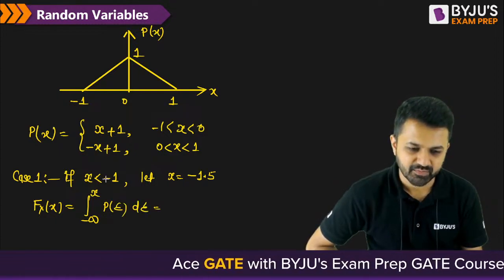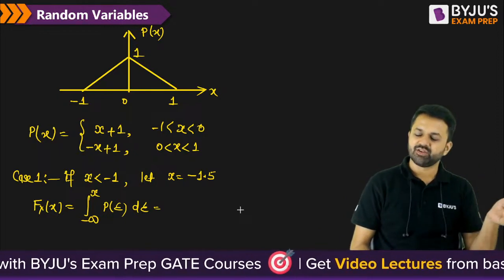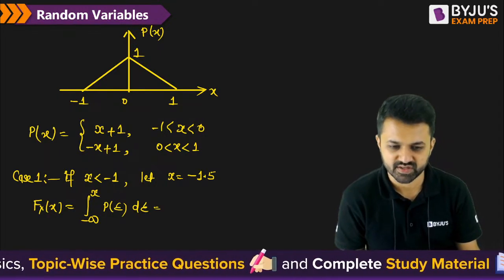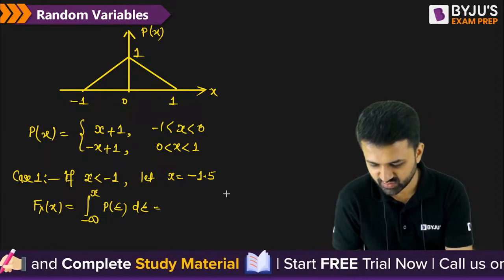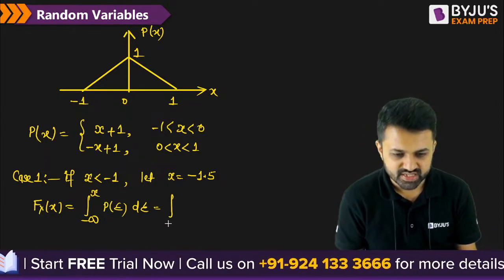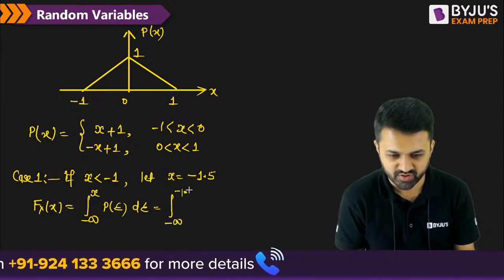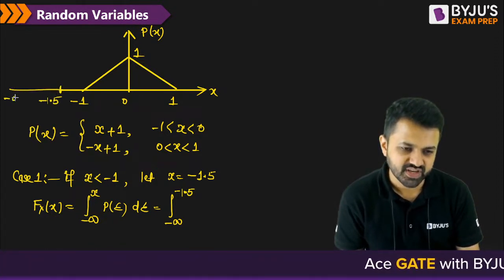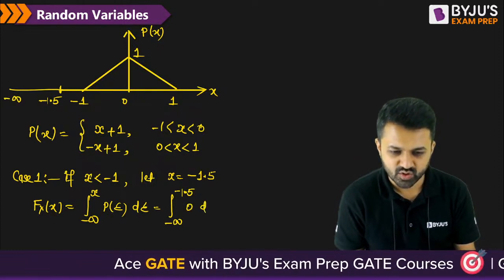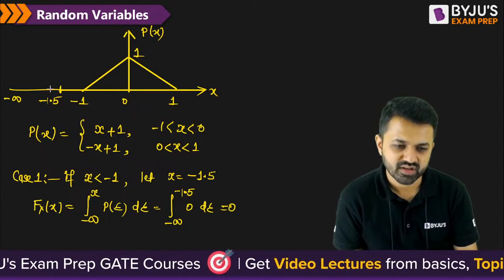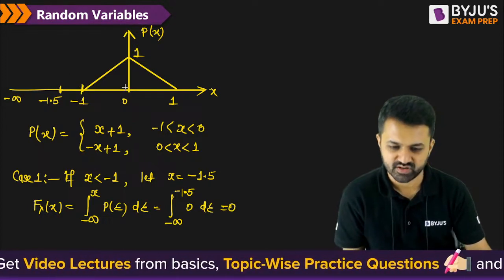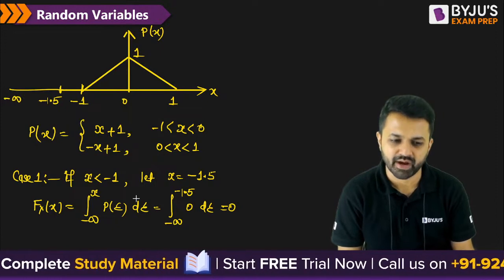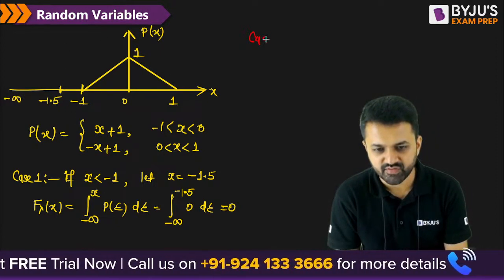Now, when x is less than minus 1, can you tell me what is the value of the PDF? Yes, it is 0. So that's why I have taken one example like minus 1.5. If I take minus 1.5, it will lie somewhere here. So in this range, minus infinity to minus 1.5, the PDF is 0. Hence the overall integration will be 0. So there will be no graph before minus 1. Understood? It is sure that the graph will start from minus 1.